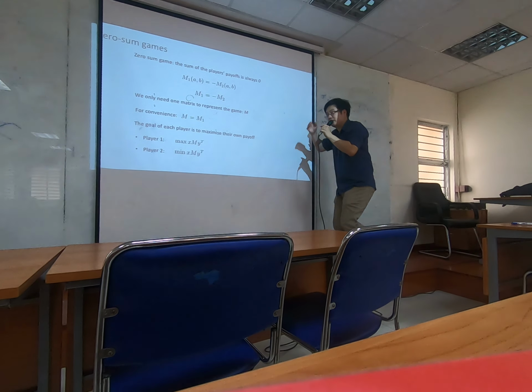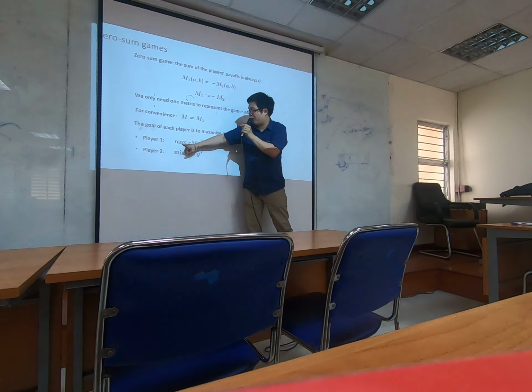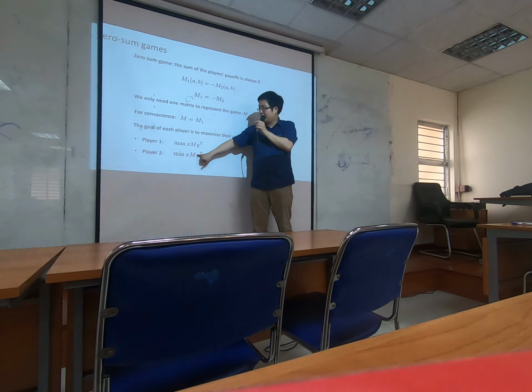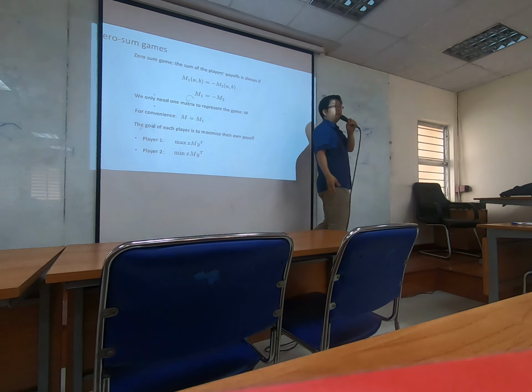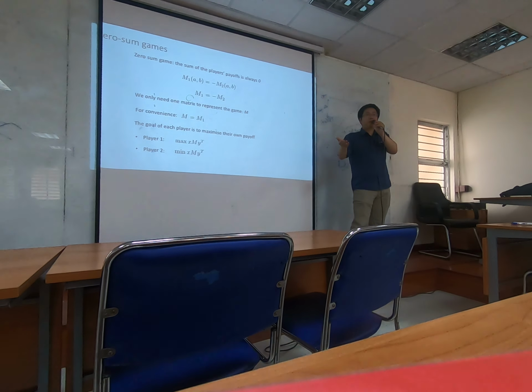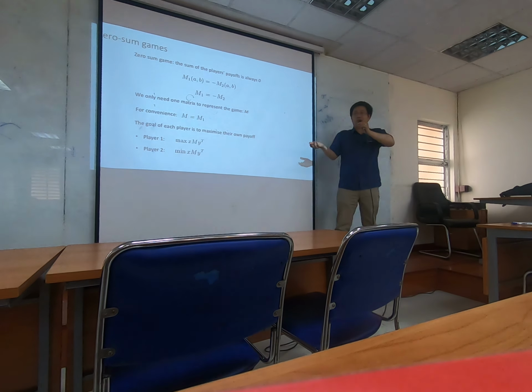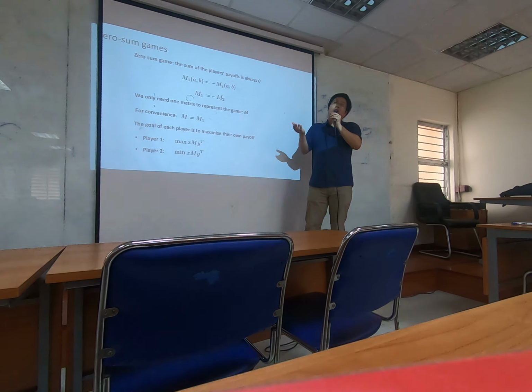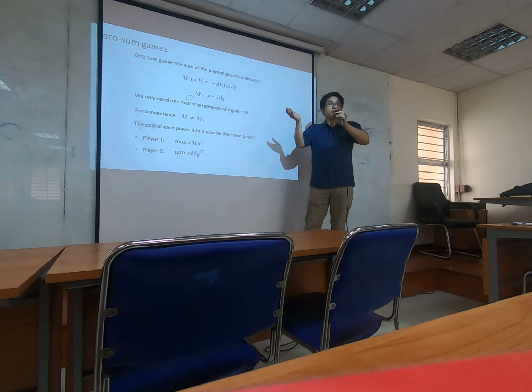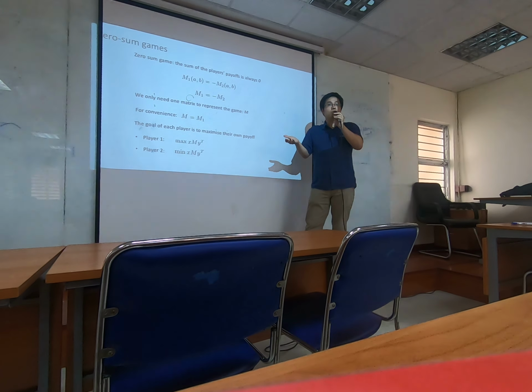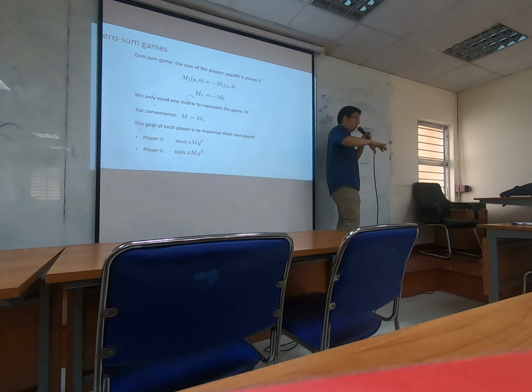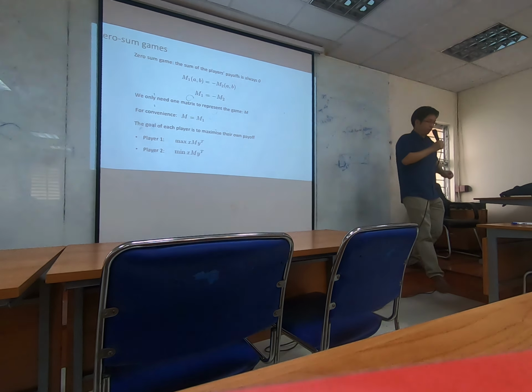But now the goal is the opposite as well. So I say that I want to maximize my payoff, and then my opponent now wants to minimize my payoff. Okay? Think about the GAN. Generator wants to maximize. Discriminator wants to maximize the probability of distinguishing the two. Generator wants the opposite, wants to minimize the probability of being caught.